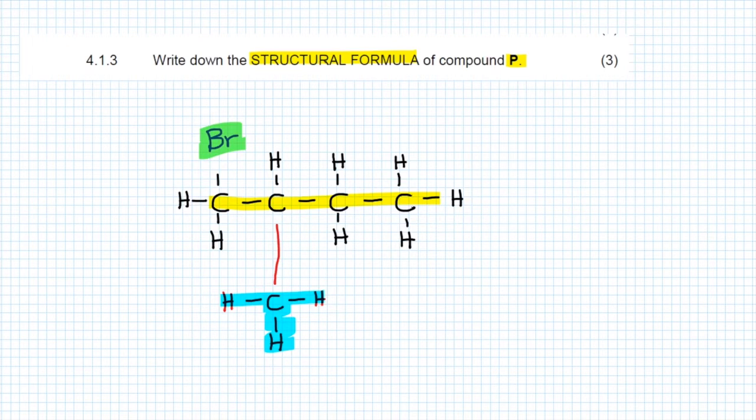You're going to get 1 mark for your longest continuous chain, 1 mark for the bromine atom on the first carbon atom, 1 mark for the methyl group on the second carbon atom. If you added anything else onto the structural formula, you will be penalized. So it should look something like this. If you, of course, draw it the other way around, so the bromine atom over there and the methyl group over there, that is correct as well.